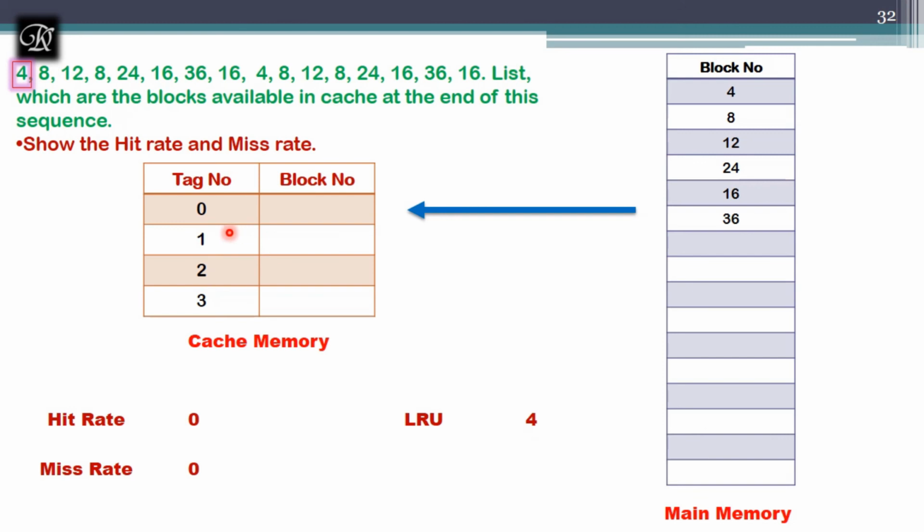Let's see the example. First take up the block request 4, which is not there in the cache. What I have to do is bring that from the main memory to the cache. Here also I am making use of direct mapping and associative mapping. I need LRU and the modulus operation.